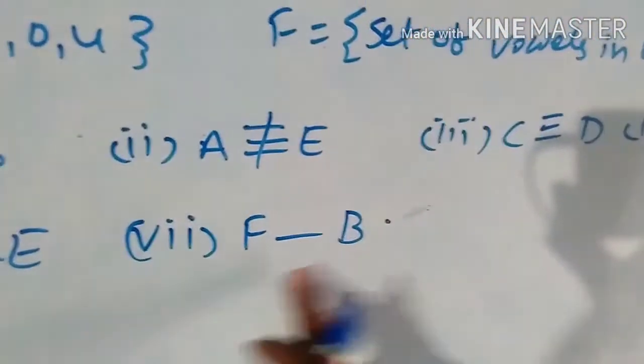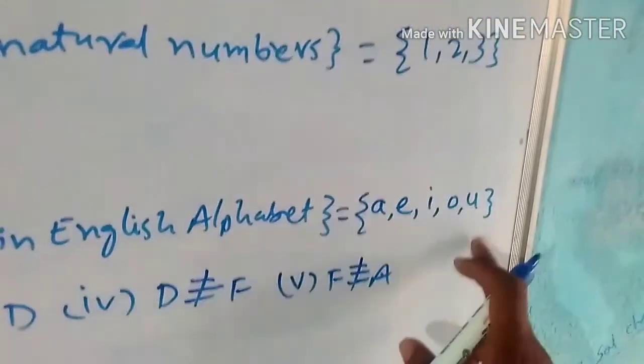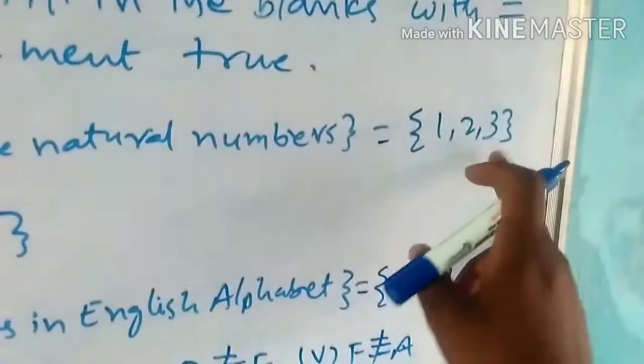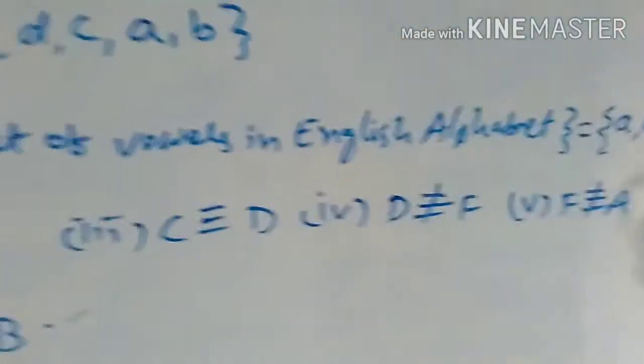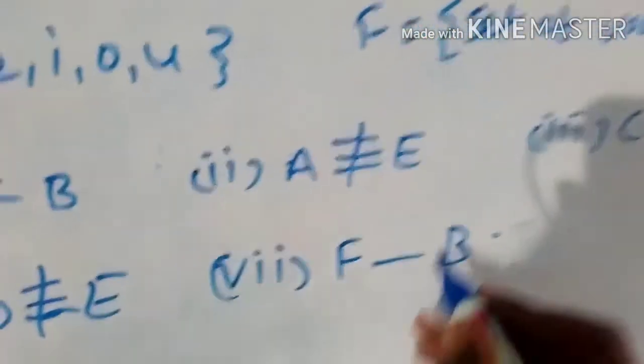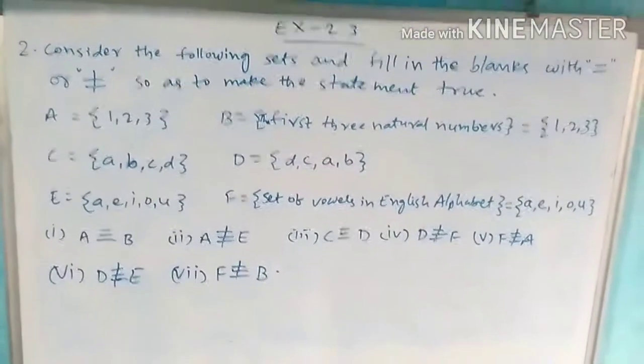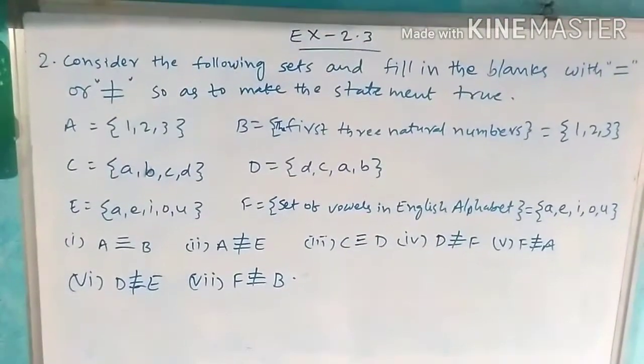Next, relation between F and B. F is the set of vowels in the English alphabet, that is A, E, I, O, U. B is equal to the first three natural numbers, that is 1, 2, 3. So now F and B are equal? No. Not equal. F and B are also not equal. So these are the answers.